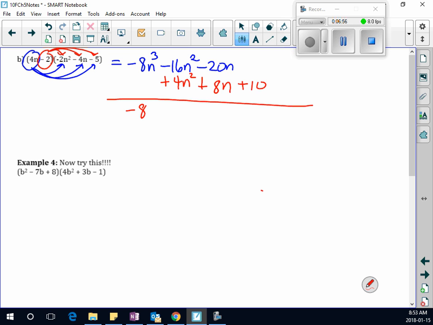So negative 8n to the power 3. A minus 16 plus 4 is a minus 12n squared. A minus 20 plus 8 is a minus 12n plus 10. And that would be my final answer.